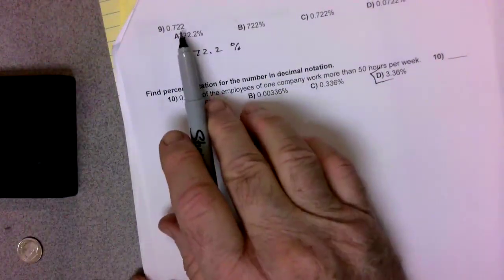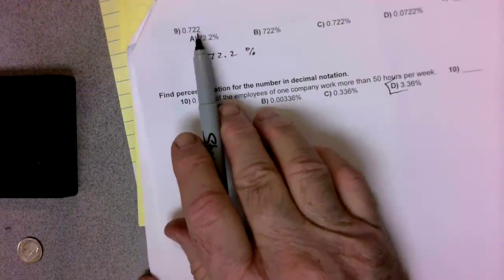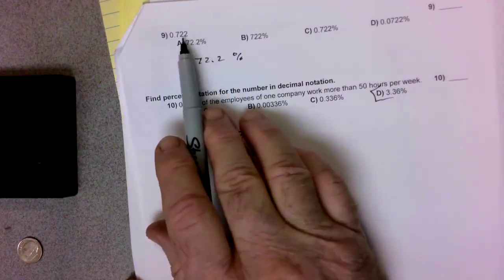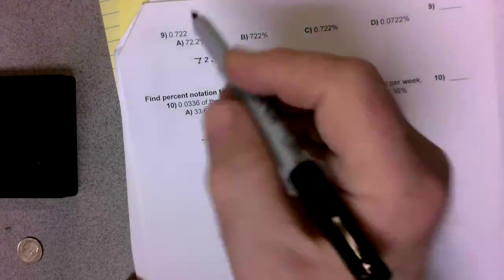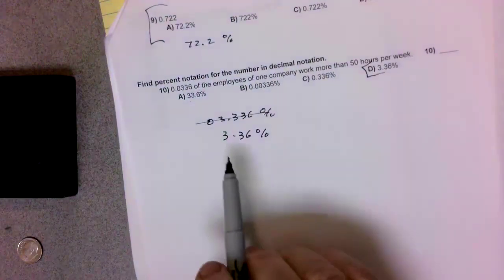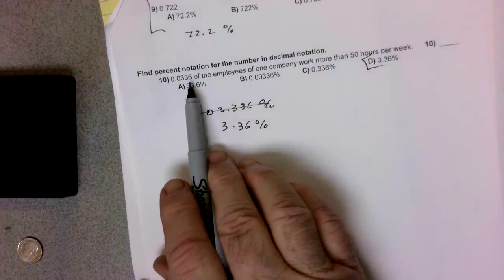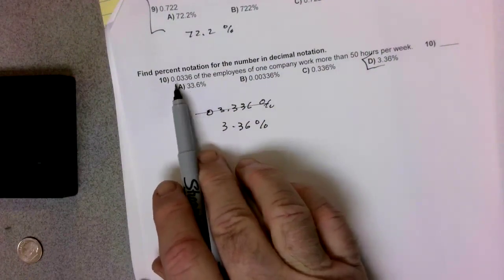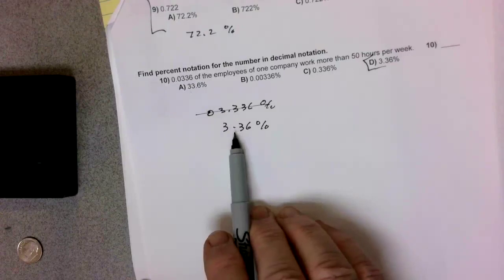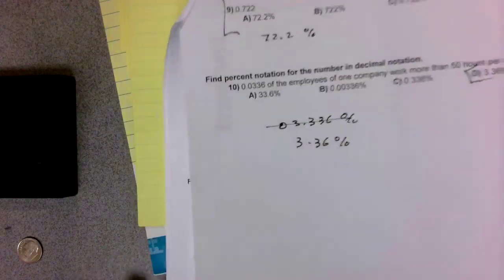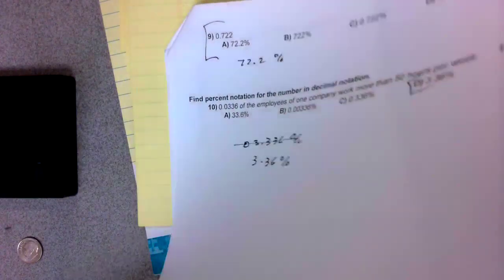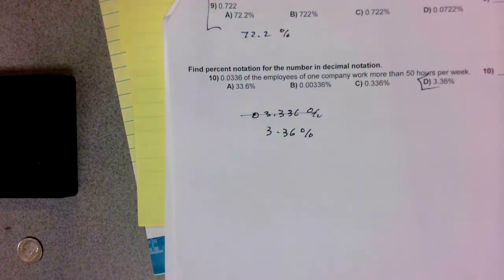What do we do here? We add a percent and move this decimal 2 places to the right. So we get 72.2%, which is answer choice A for this one. Last one, add a percent sign, move the decimal 2 places to the right. When I move it 2 places to the right, it's going to land here. And so this one is 3.36%. So those were the problems that we had from the warm up activity this morning.